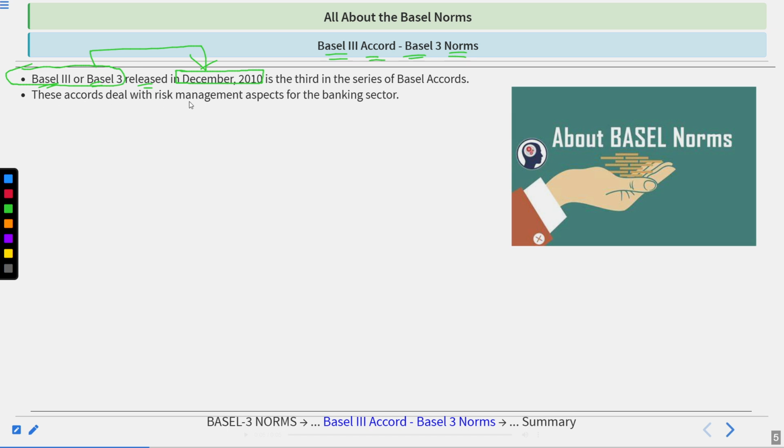These accords deal with the risk management aspects of the banking sector. As I have told you, these were for prudential norms. Prudential norms means careful norms, which means even before the event happens, the risk management expert must be prepared.